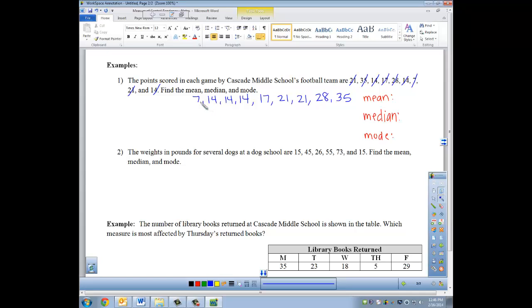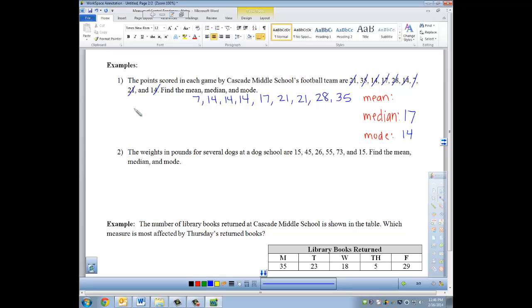So when we go in from left to right, we have 1, 2, 3, 4 on the left, 4 on the right. 17 is directly in the middle, so that's my median. Mode, the one that happens most often, we have 14 3 times, so that's my mode.